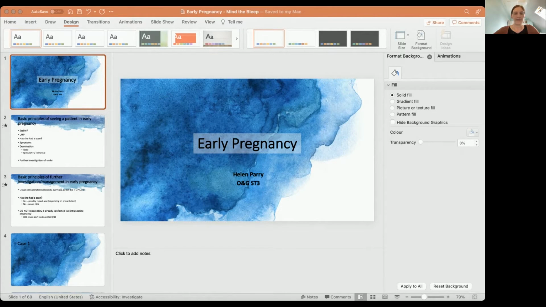So I'm just going to start with basic principles of seeing a patient in early pregnancy. I know in med school we get taught a lot of different things that we need to ask pregnant women, and it's quite complicated. But really, it does boil down to just a few key questions. So that's what I'm going to cover here, whether they're in A&E or in GP. So the first thing with any patient, of course, is: are they stable? With a pregnant person in particular, an early pregnancy.